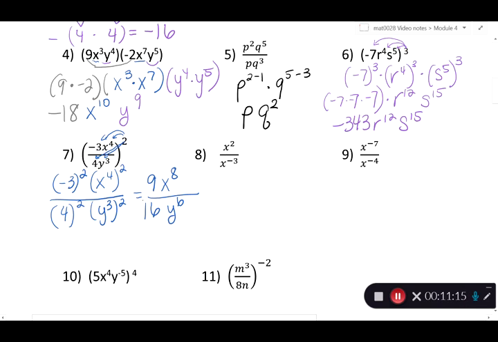And this would be your final answer. Nothing can simplify, nothing can come out. If 9 over 16 could be simplified, then you should do that.